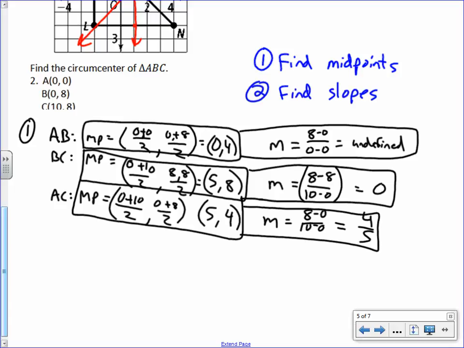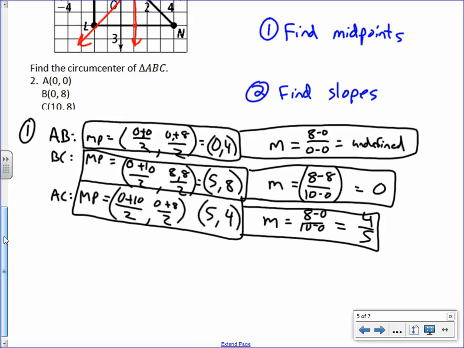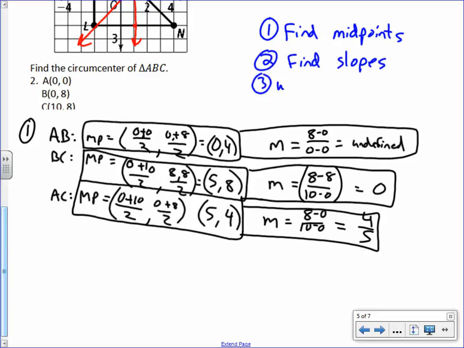All right, we have our 3 midpoints, we have our 3 slopes. Now we got to take 2 of them and make equations for them. So we got to do at least 2. I'm just going to do 2. We're going to actually say write equations of lines perpendicular. So that was steps 1 and 2.